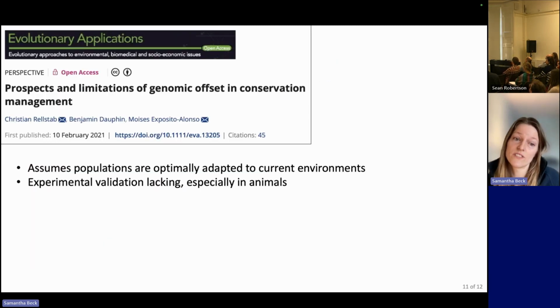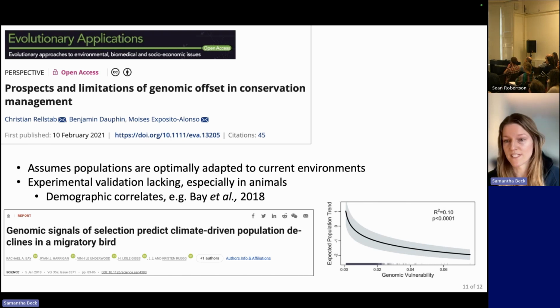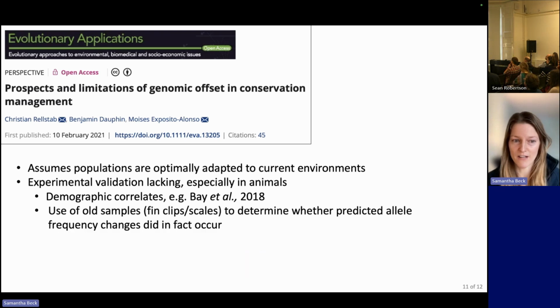And this metric also assumes that populations are currently optimally adapted to their environments, and that might not actually be the case. And we are also lacking a lot of experimental validation for this, especially in animals. It's just logistic constraints with animals. It's a lot harder to do than in plants. But people have done demographic correlates. This example can be seen in birds, where they correlated how genomic vulnerability changes, and what they found was genomic vulnerability correlated with population declines. So there are some statistical questions within there as well, but otherwise this is the kind of data that we can use to really inform what our genomic offsets mean and how they translate into real life.